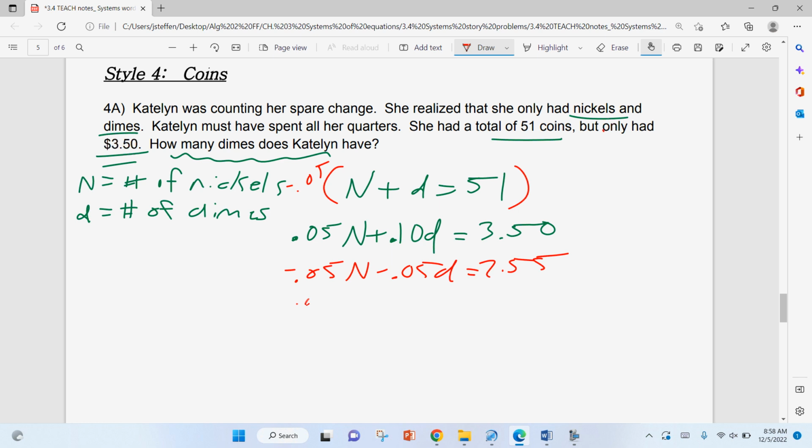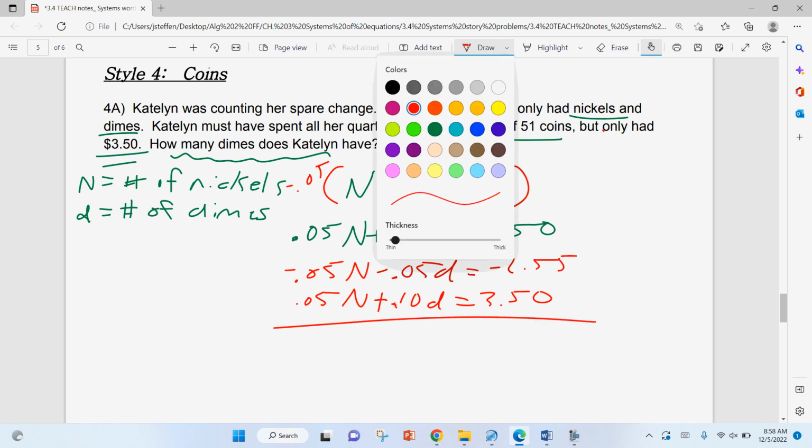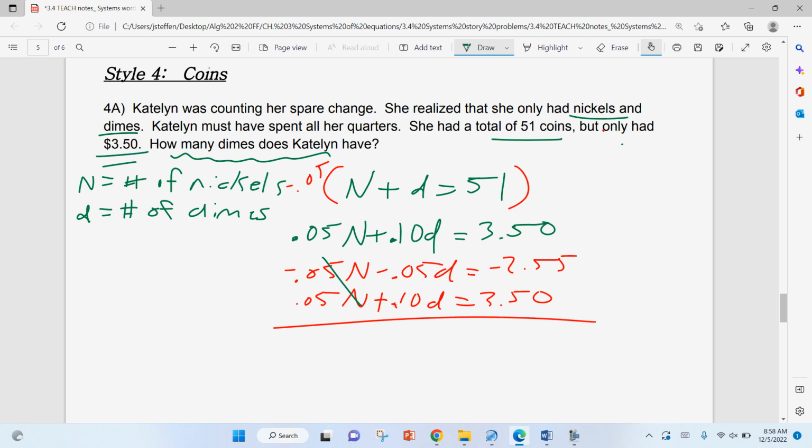Now again, to be a good role model, I'm going to go ahead and rewrite that other one. You don't have to. I wouldn't for this one, but do what you want. And I almost missed, that $2.55 is negative. Let me make that a little bit more clear. Negative $2.55. So those cancel.